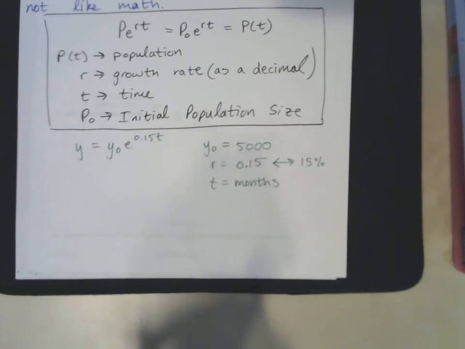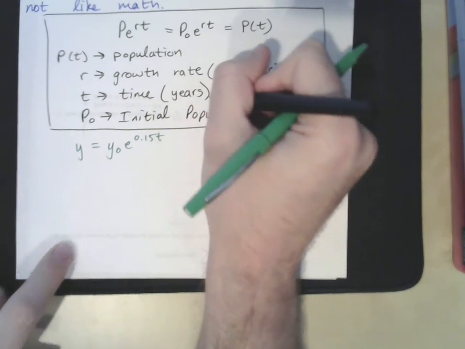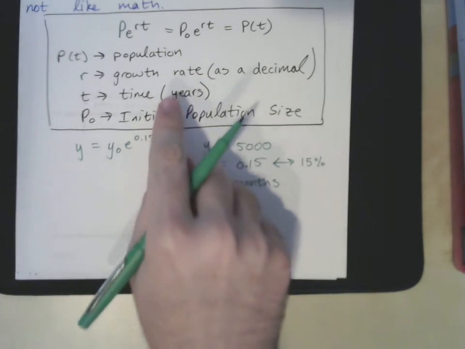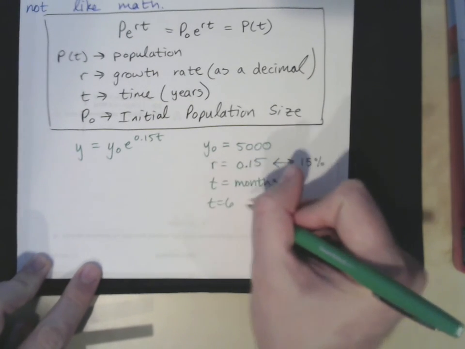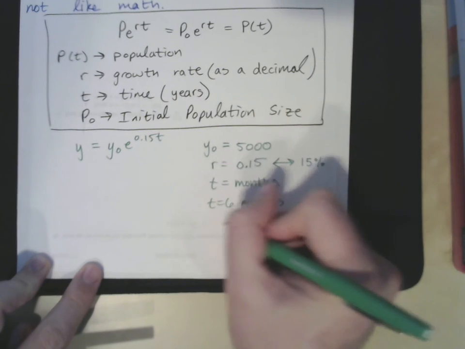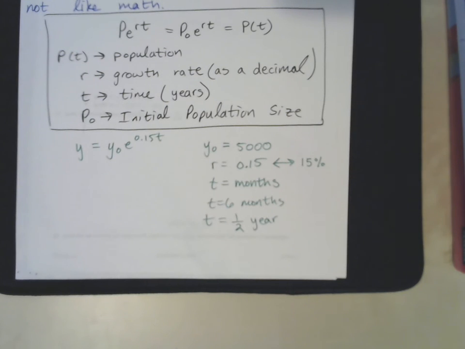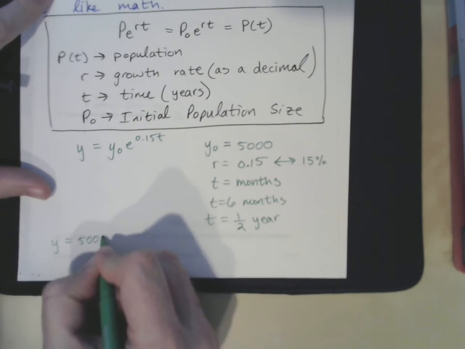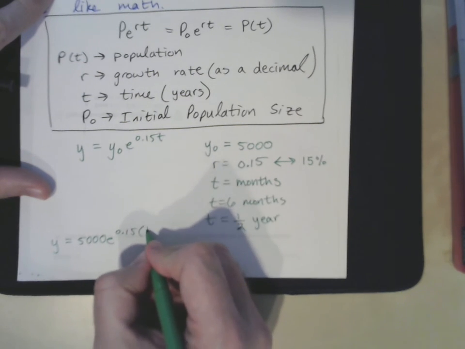But the problem, I forgot this as well, is our formula should be always thought of in years. So we're going to need to convert to use this formula from months to years. So right now, we want t equals 6 months, which equals 1/2 a year. So we're going to have to convert that. And then we plug in our values. So y is going to equal 5,000 e to the 0.15 times 6 months, which is 1/2 a year.